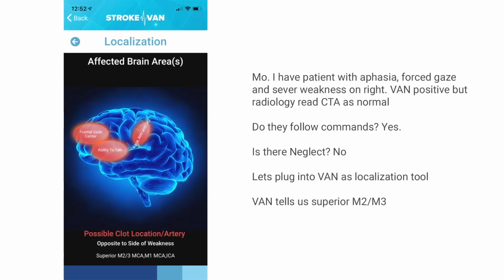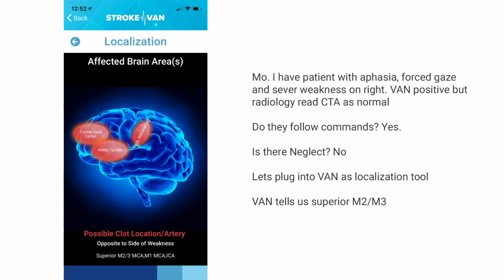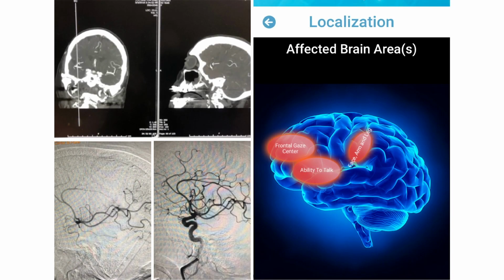Okay, well then guess what? I put it into the Van app and it showed us what? Superior M2. And you see right here, see that? Superior M2. You see, they missed it on CTA, but you look at the angiogram, I pulled out the clot, the patient is back to normal. NIH stroke scale of 17 to 20, back to normal, and NIH stroke scale of 0.